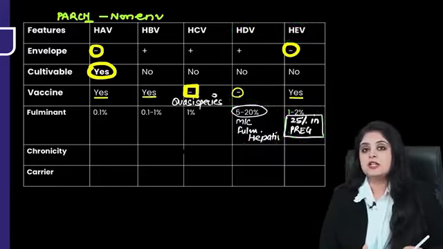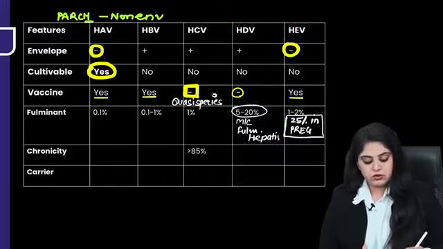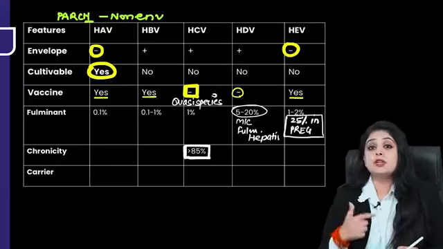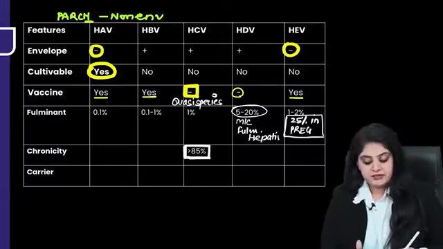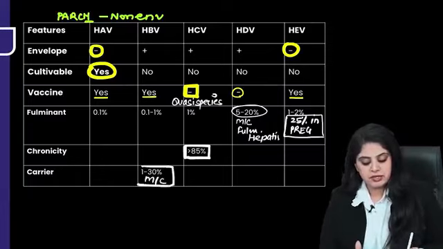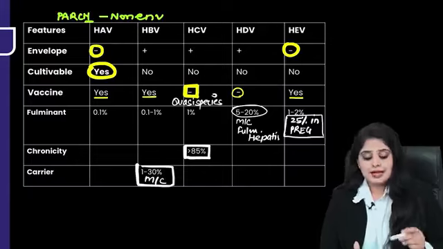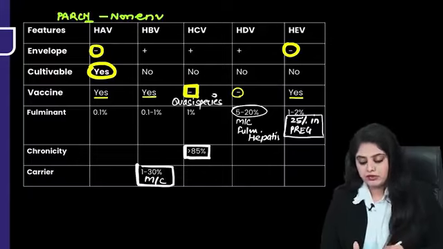Talking about chronicity, please note, the maximum potential of having chronicity is with hepatitis C, whereas the carrier state, the most common carrier state, is going to be seen with hepatitis B. So for that matter, I am going to give you a list of the most commons right at the end, or if you want, we can take it up right now.